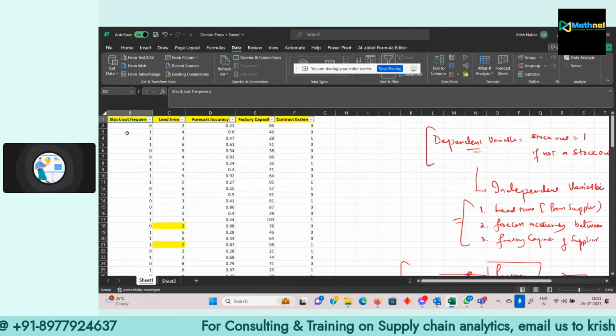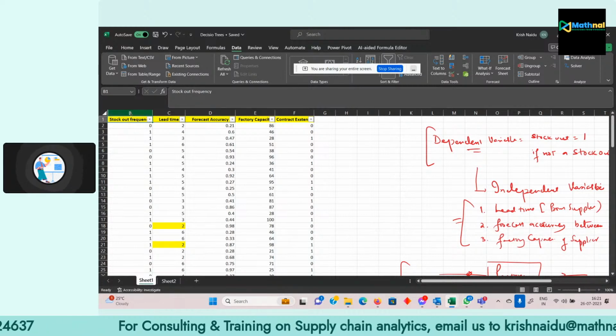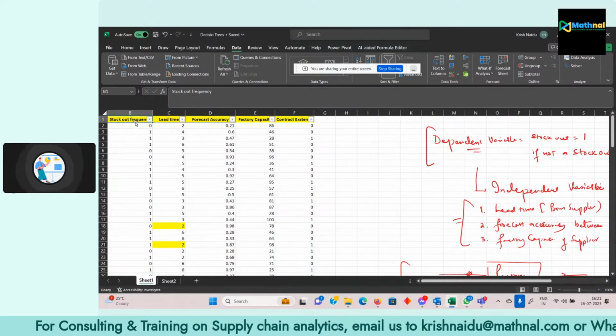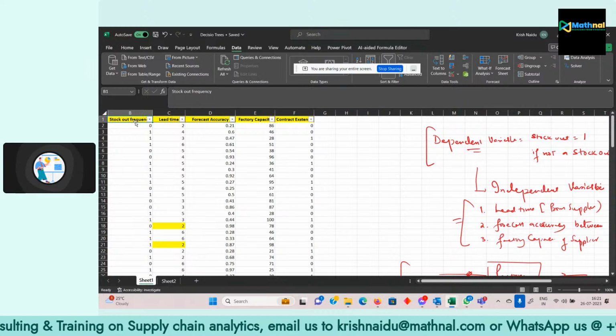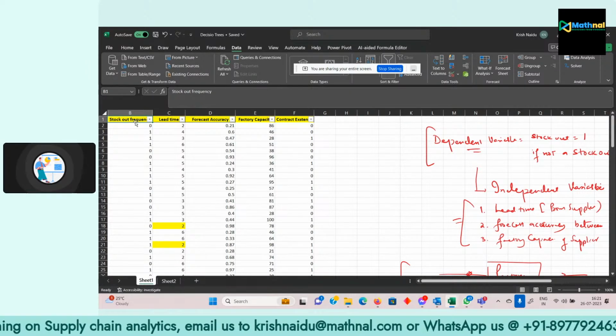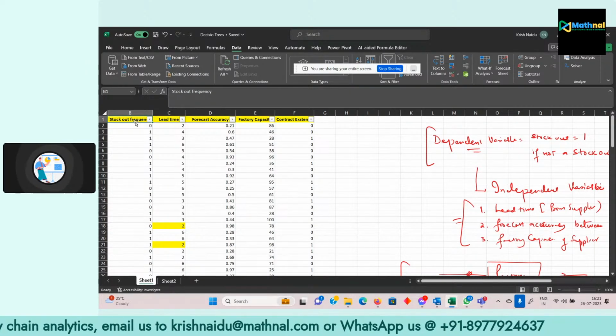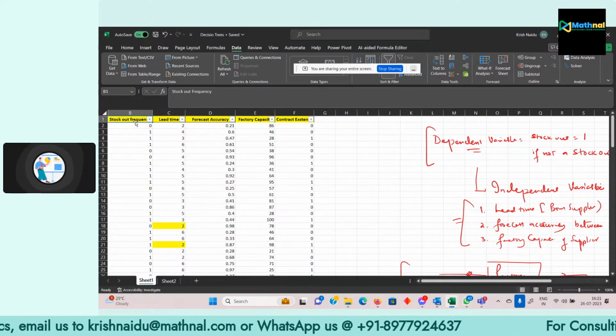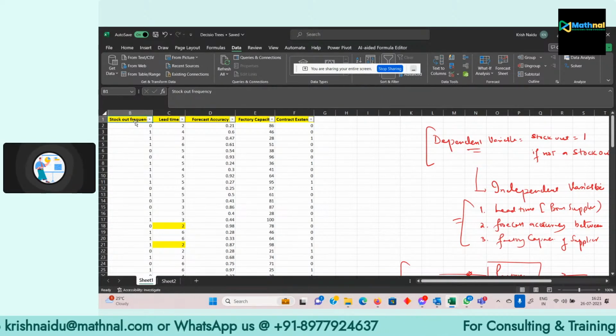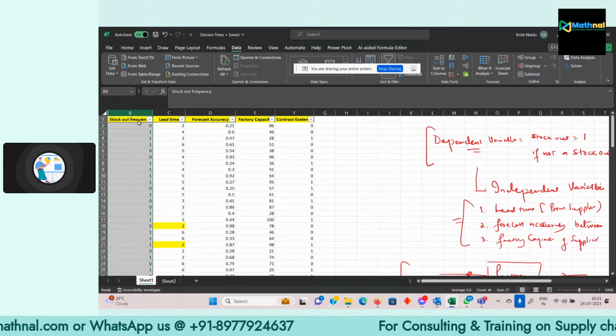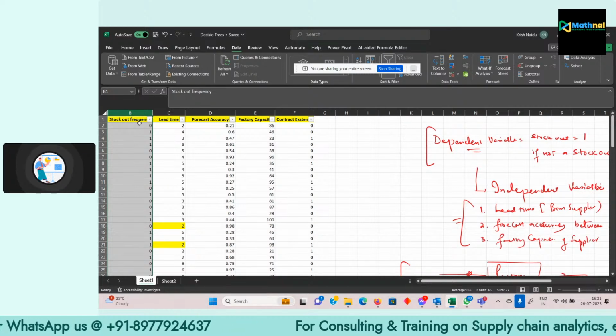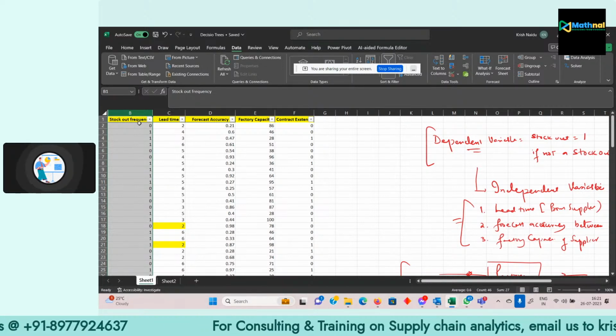And this is a categorical variable. It means we don't have any real numbers over here. Though there is a number 0 and 1, that 0 or 1 is not a number, it's a category. Stock out is 1 and non-stock out is 0. So we are making a decision here, a classification. That's why decision tree is called a classification algorithm.